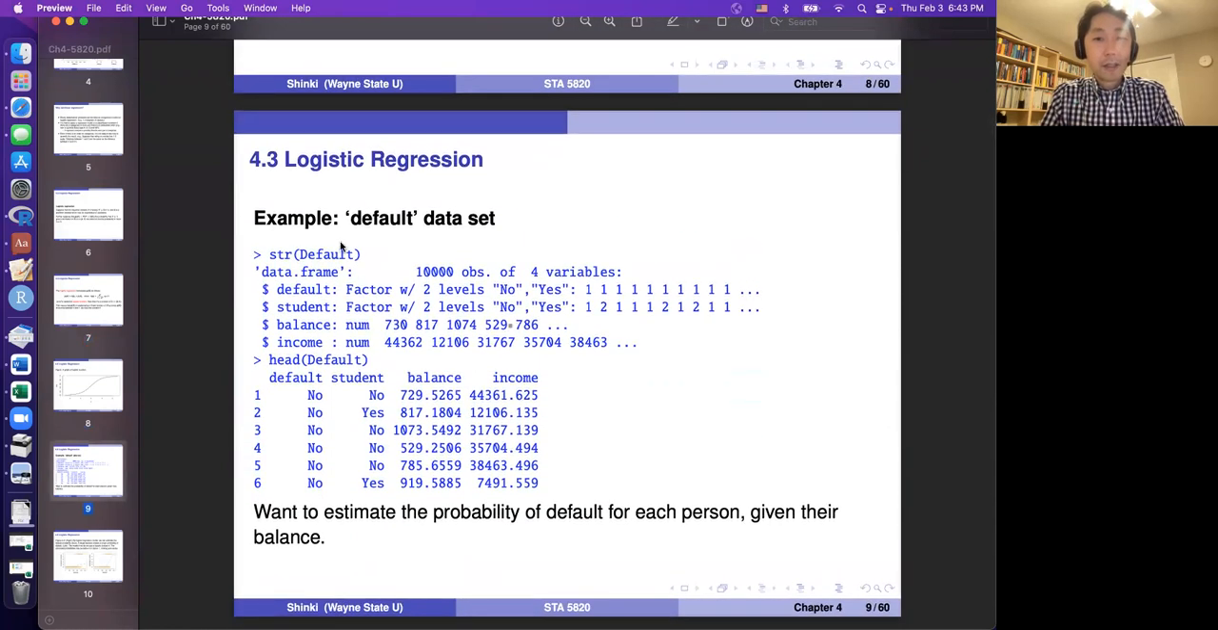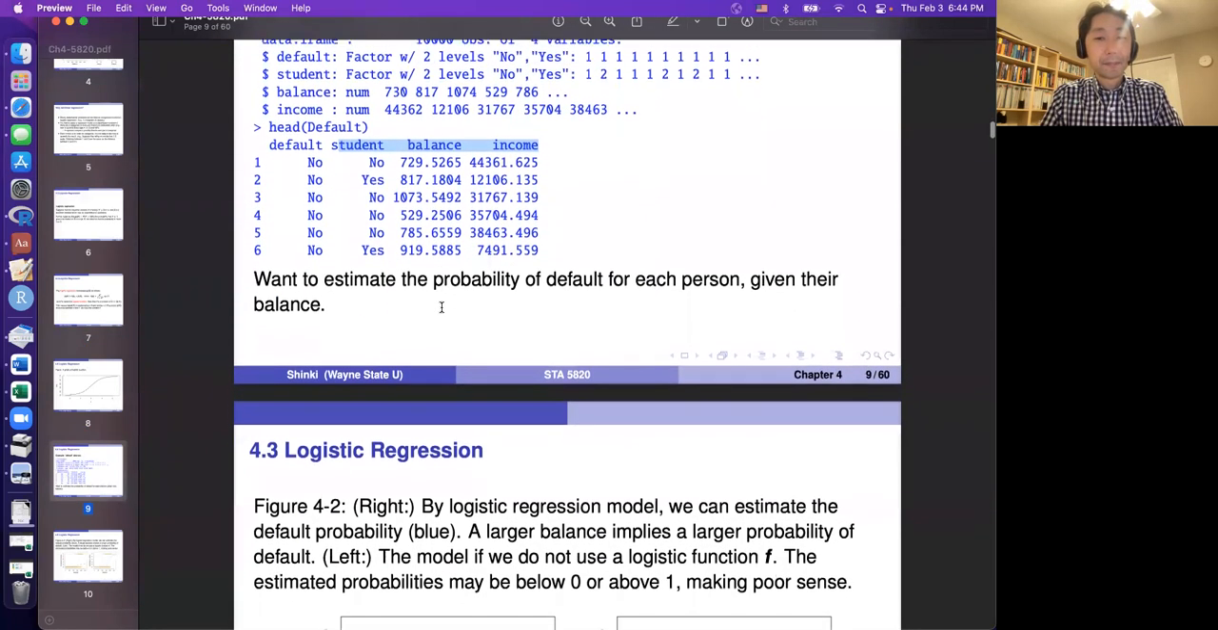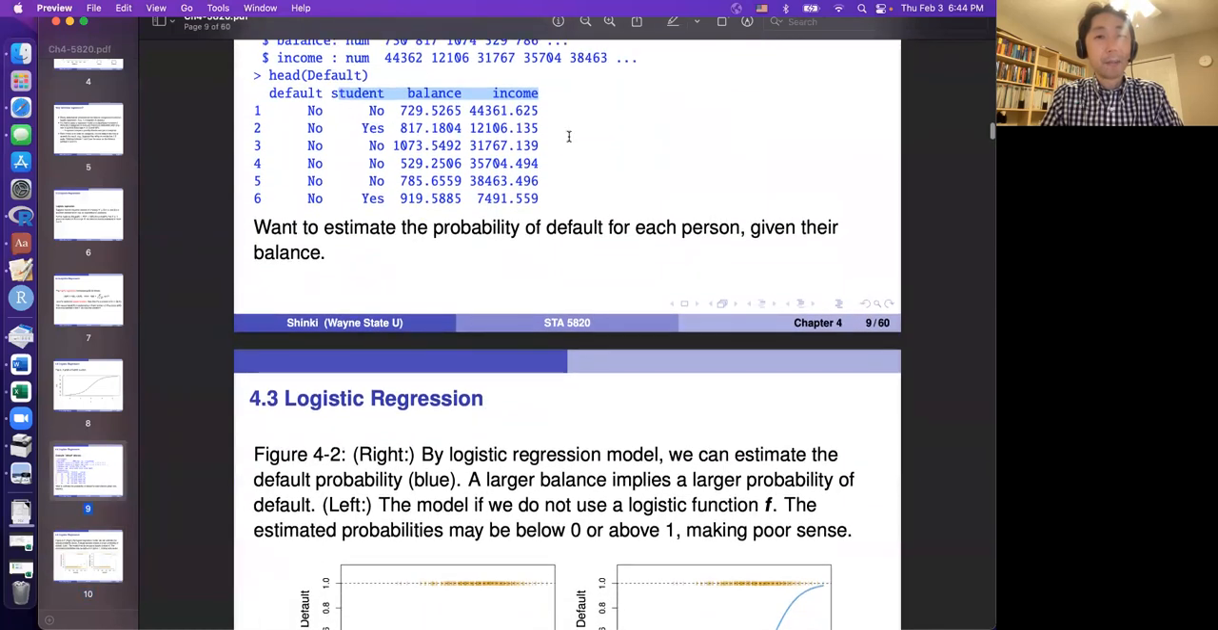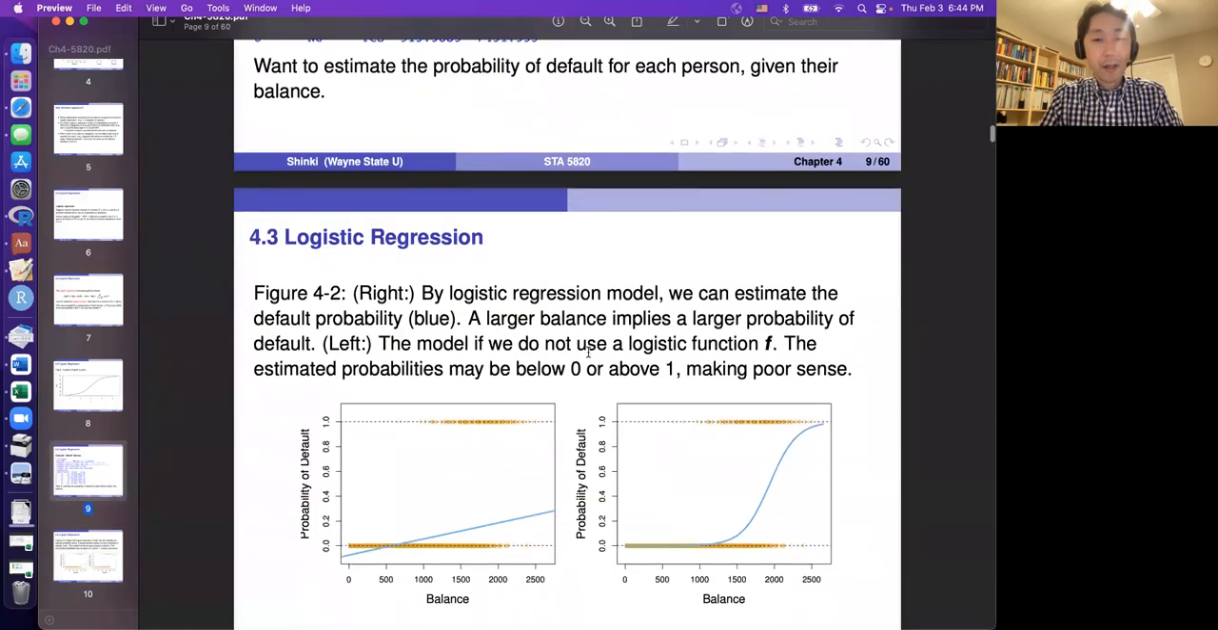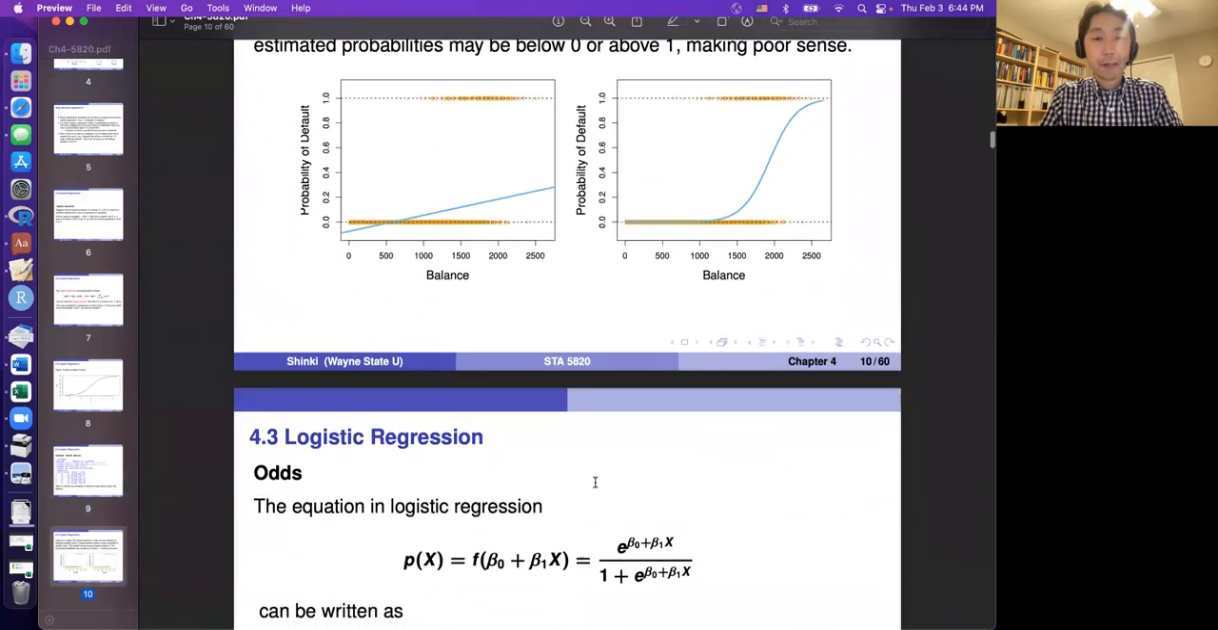This is the default data set that we discussed in the previous slides. We have several variables: the default status, the student status, the balance and the income. Default is the response and the others are possible predictors. Each line means each customer. So logistic regression, we have done that.